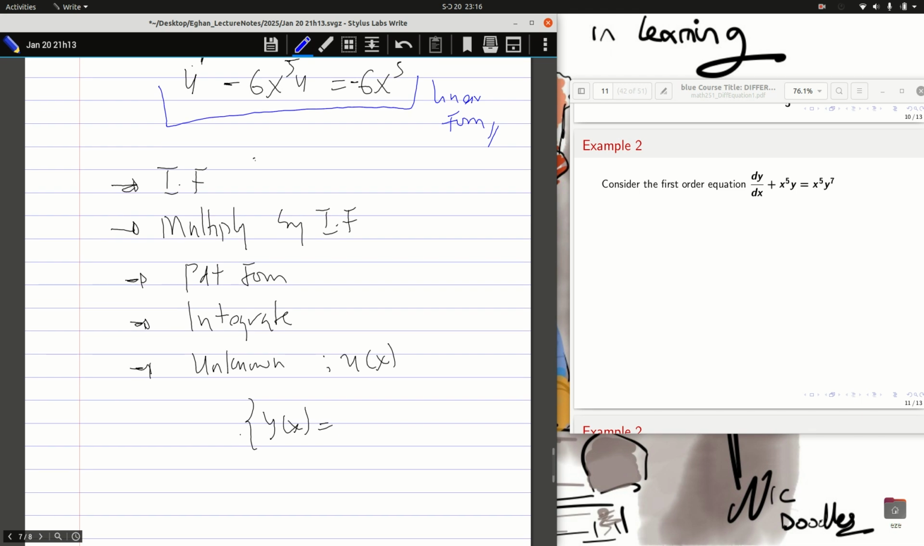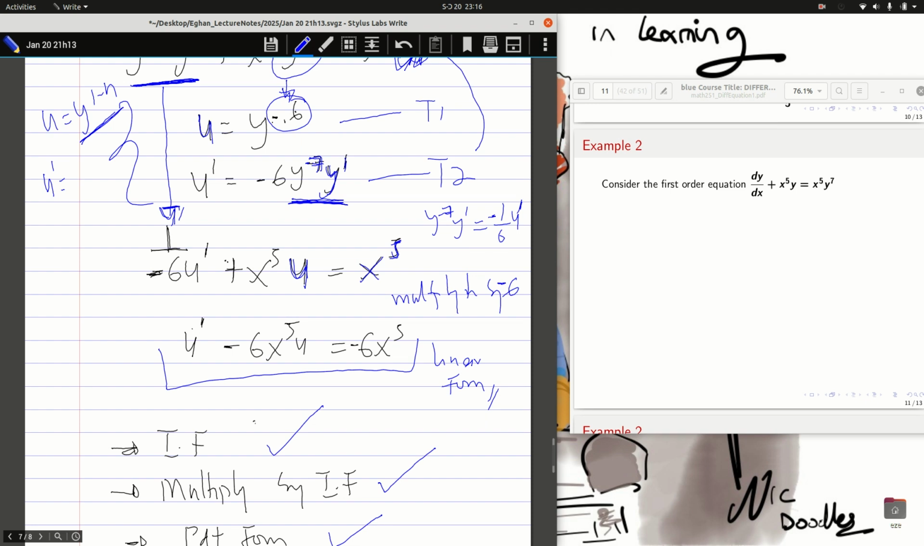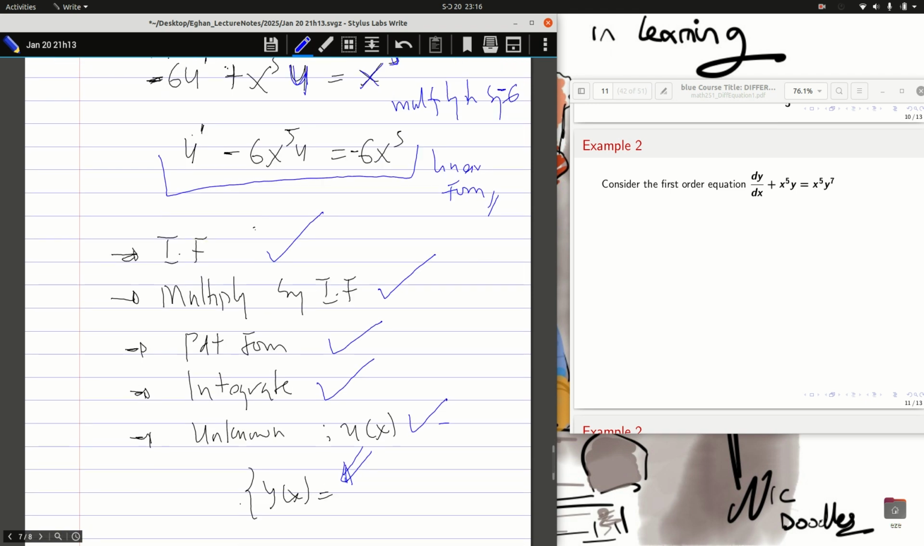If this becomes linear, what do you do? You find the integrating factor, you multiply by it, you find the product form, you integrate, you find the unknown. Again, the unknown is in terms of u. You must do a back substitution to get it in terms of y. Let's see how we do the back substitution. My u was equal to y to the power -6. So if I want y, this is the same as 1/y to the power 6. So it means that y becomes u to the power -1/6.